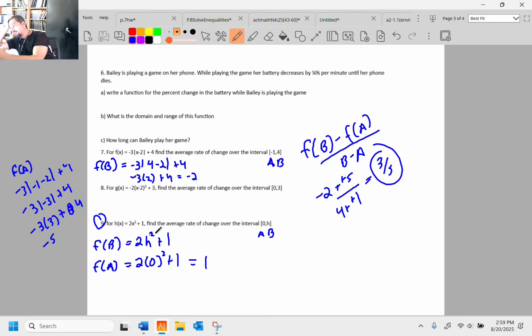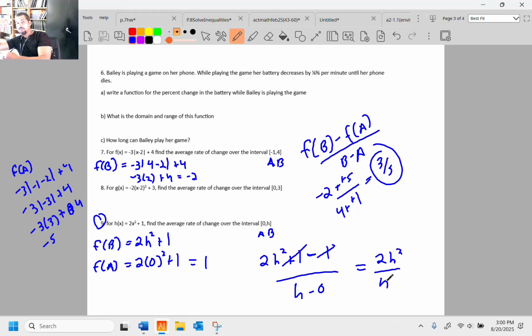So f of b gets replaced with 2h squared plus 1. I am taking away f of a, which happens to be 1. And I'm sitting over b minus a, which is h minus 0. The 1's cancel. I'm left with 2h squared over h, because h minus 0 is still h. And I want you to think back to Algebra 1. X squared over x was nothing more than x. So h squared over h is nothing more than h. 2h is my average rate of change over that interval. More letters. It's exactly what you asked for, right?